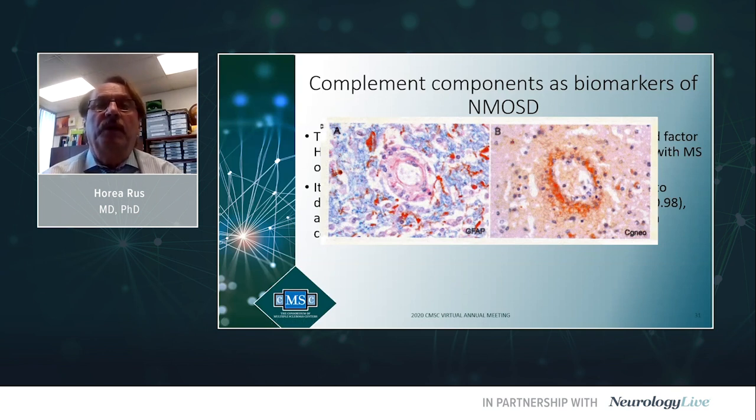In the pathogenesis of this disease, there are autoantibodies against aquaporin 4, which bind to aquaporin 4, the water channels present on the astrocyte podocytes, and then activate complement, which is responsible for the damage seen in the tissue in these patients.